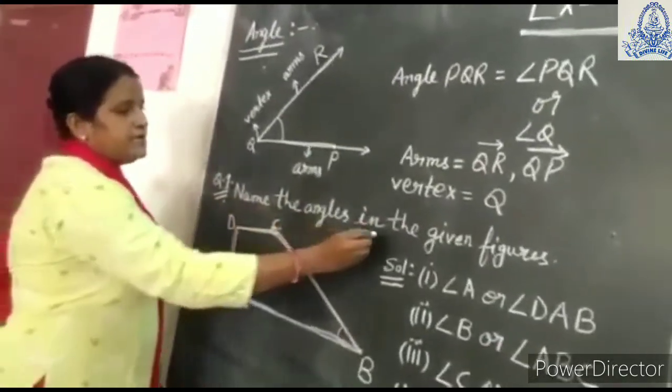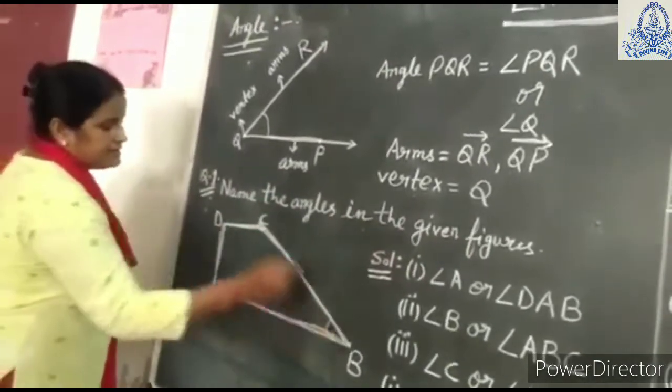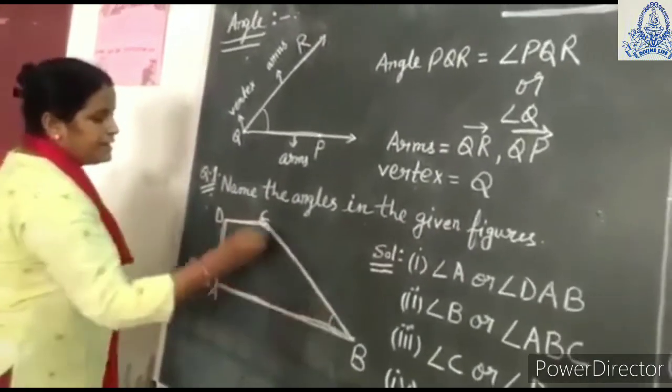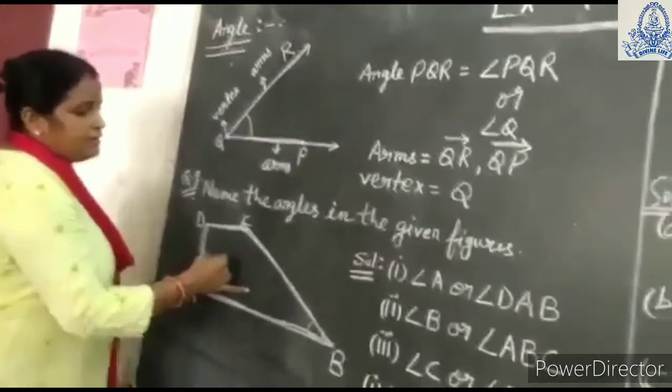Now move to question number 1. Name the angles in the given figure. Now see here, this is the figure A, B, C, D. We have to find the angles in the given figure.